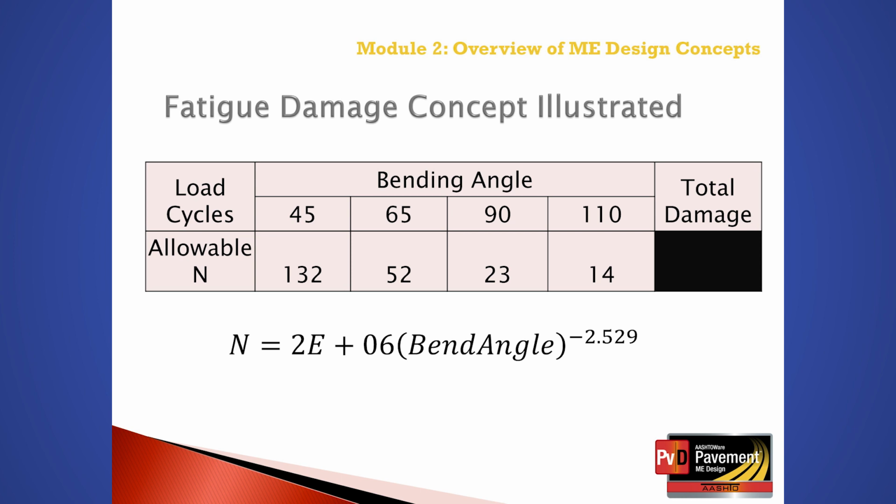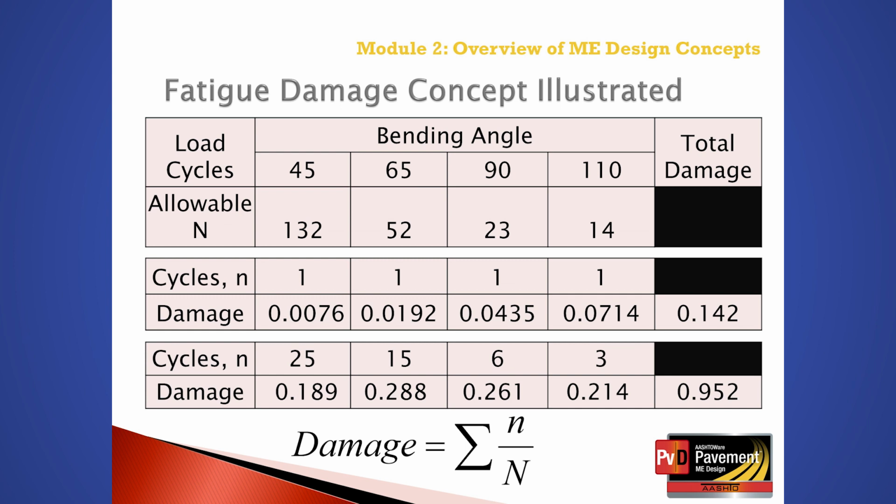The allowable number of bends or load cycles for each angle is tabulated on this screen, which were determined from the average data included on the previous screens. The average allowable number of bend or load cycles included in this table were calculated using the fundamental material law resulting from the example and illustrated on the previous screen.